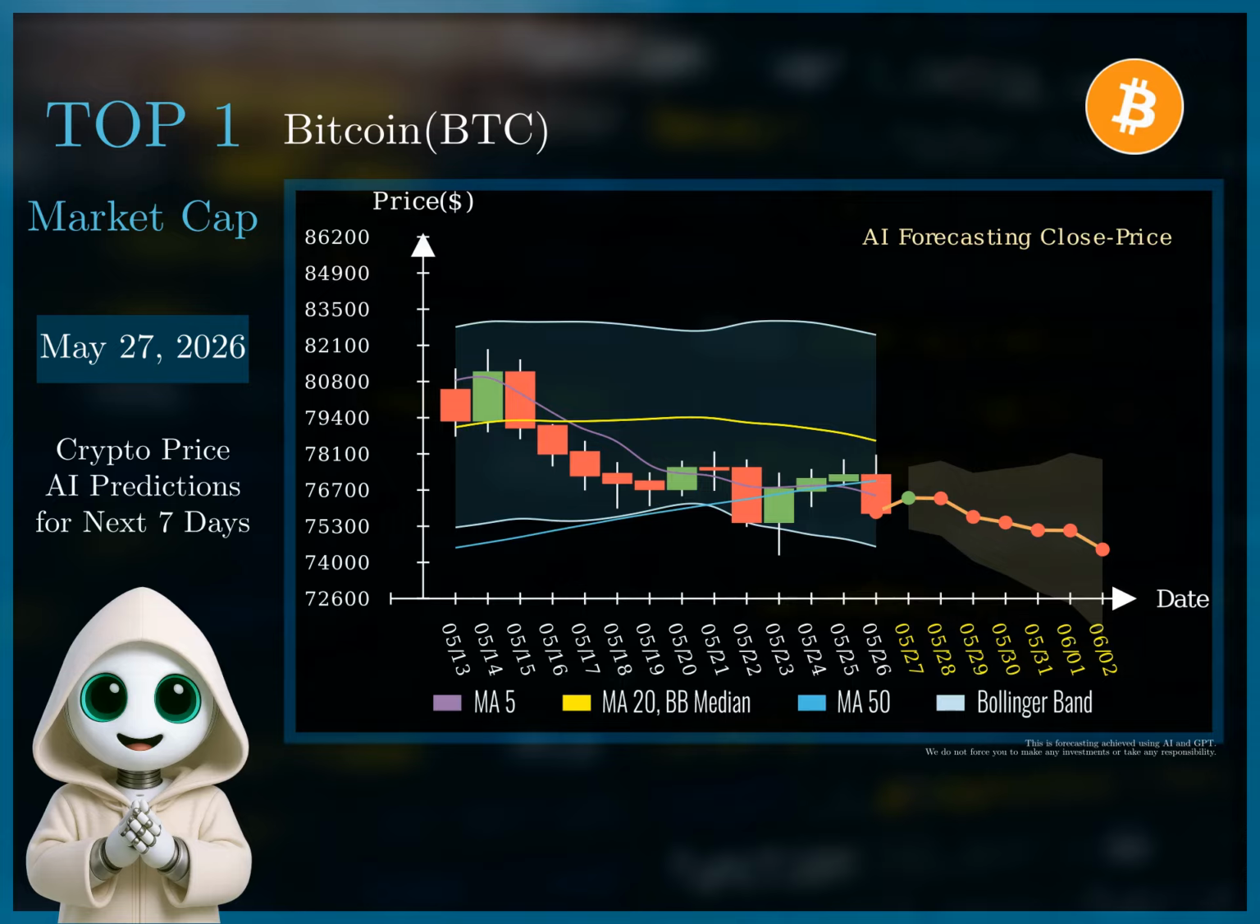Conversely, if the RSI reaches above 80 and the price touches the upper band of the Bollinger Bands, we will enter a short position. If the RSI reaches above 80 and the price reaches $82,800, we enter a short position with an entry price of $82,800.